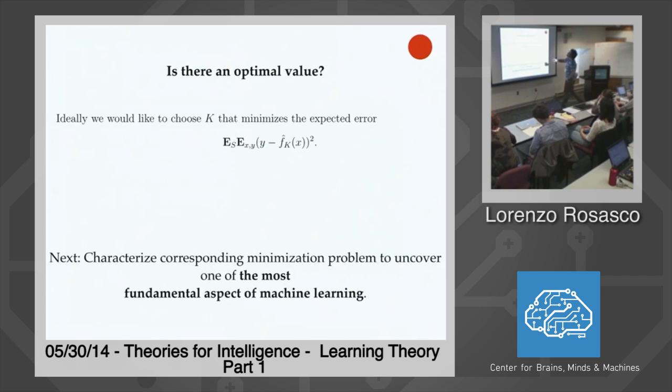The basic point is that by trying to characterize this minimization problem: does it have a solution? What's the shape of that function? How does it look? Once you fix these two expectations, you can view this as a function of k. So as a function of k, how does it look? Does it have a minimum? What does it depend on?